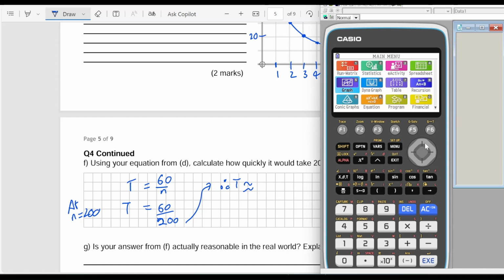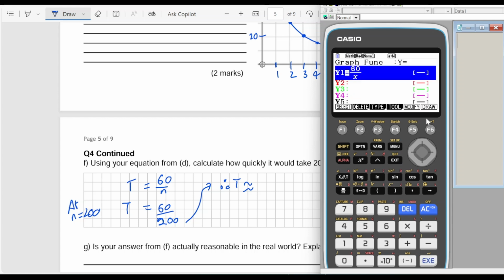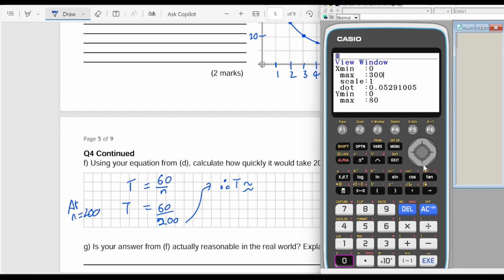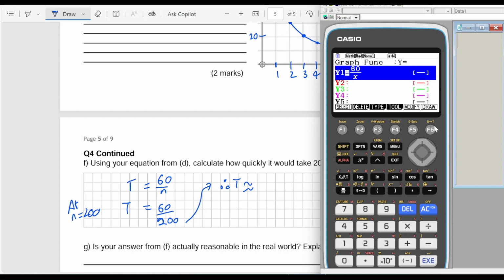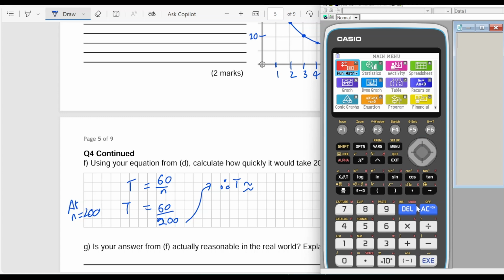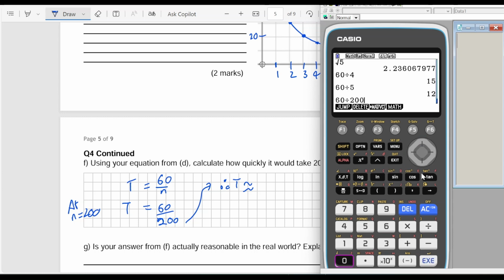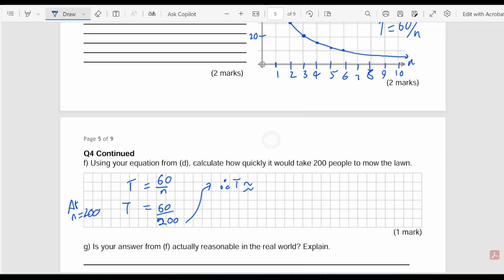So what you could actually do if you've got it graphed, and if we made our x value go up to at least 200, one thing that you can do is go shift trace and type in 200. You'll see y is 0.3. If you don't want to do it at the graph on your calculator, you can go 60 over 200 in normal calculator mode and get 0.3.